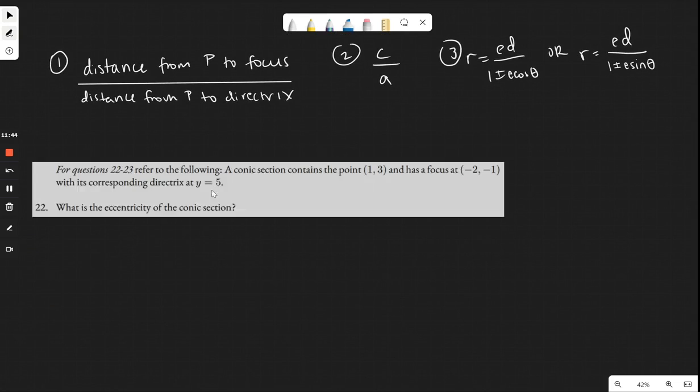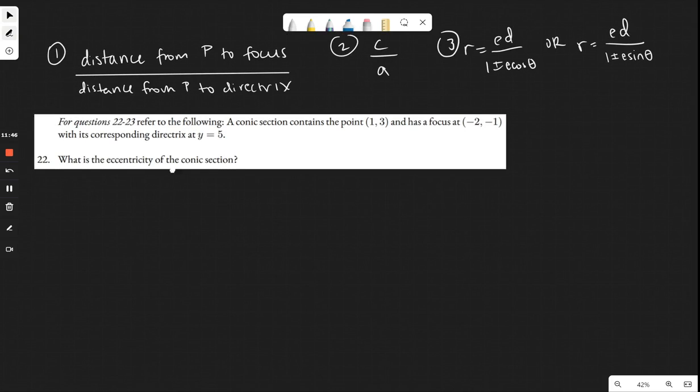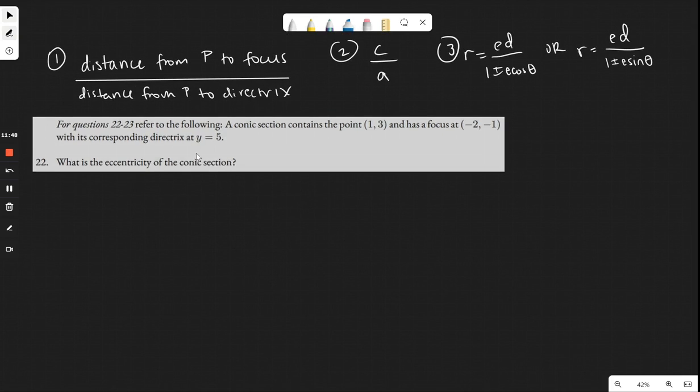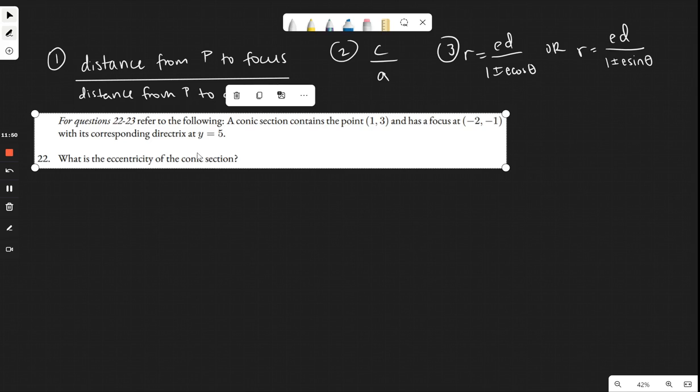So this is from some Mu Alpha Theta analytic geometry test. I don't remember which one. Please don't sue me, Mu Alpha Theta, but it's from one of those tests. So it says a conic section contains the point (1, 3) and has a focus at (-2, -1) with its corresponding directrix at y = 5. And then it asks for the eccentricity.